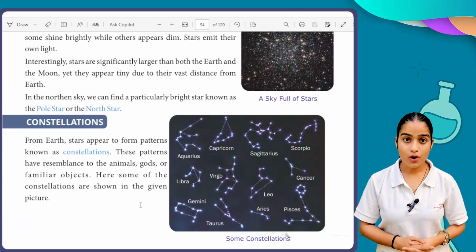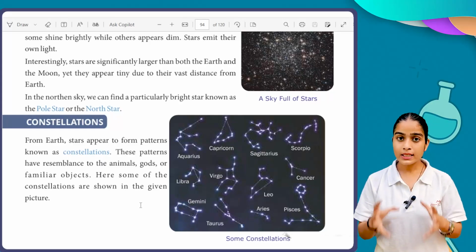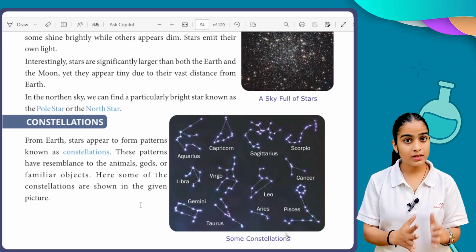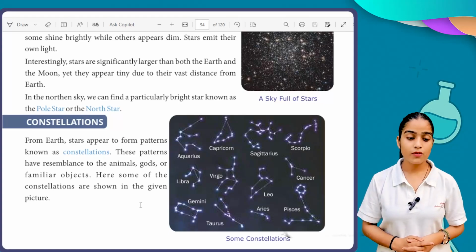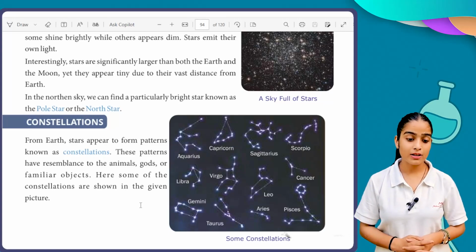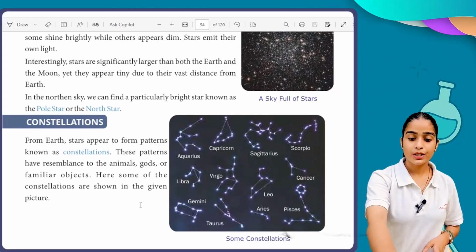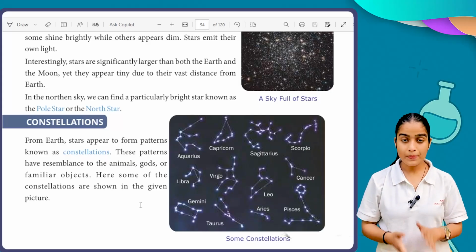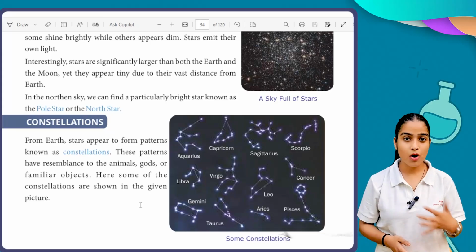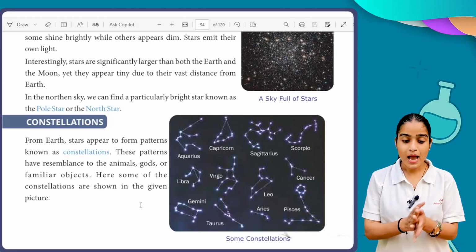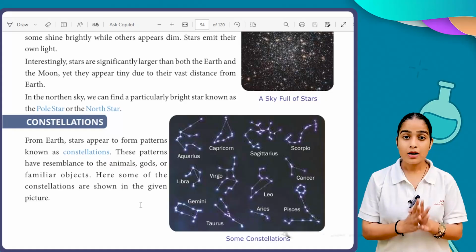Now we have constellations. From earth, stars appear to form patterns known as constellations. So when stars form a particular pattern, that is referred to as a constellation. These patterns resemble animals, gods, or familiar objects. Some of the constellations are shown in the given picture. As you see, Gemini, Libra, Virgo, Leo, Aries, Pisces. So these are the constellations we have.